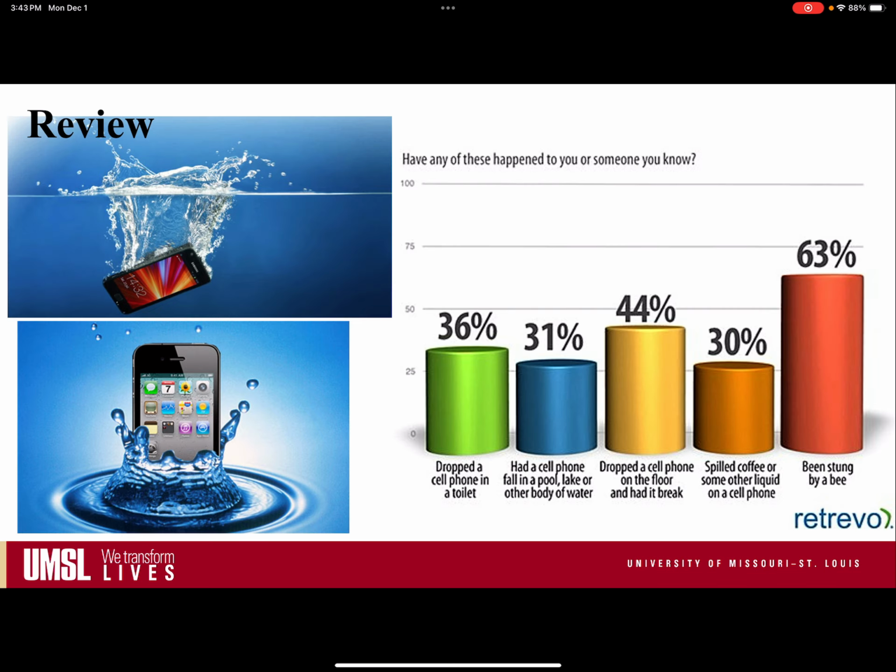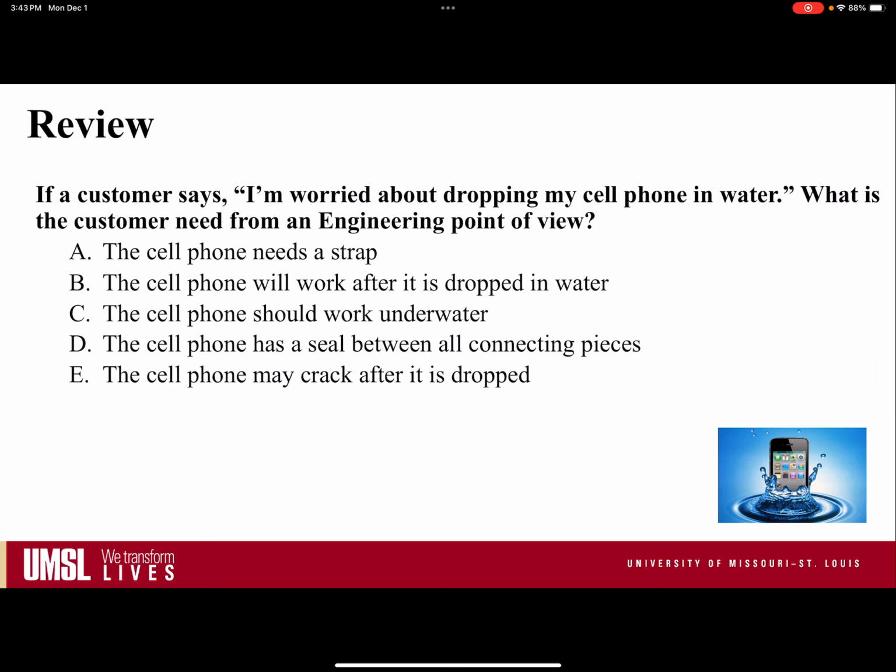Let's look at another example. Here is the result of a survey for people who have had concerns about dropping their cell phones, and they have mentioned that they have dropped a cell phone in a toilet. 31% have dropped it in some sort of water, dropped it on the floor, spilled coffee, and then the last one is just a random item on the survey. But what do we know after looking at this survey? What does the customer really need? What would be the need statement?